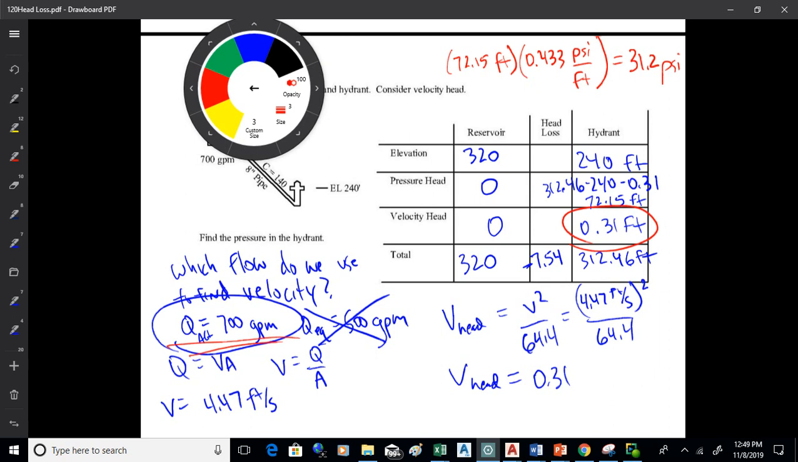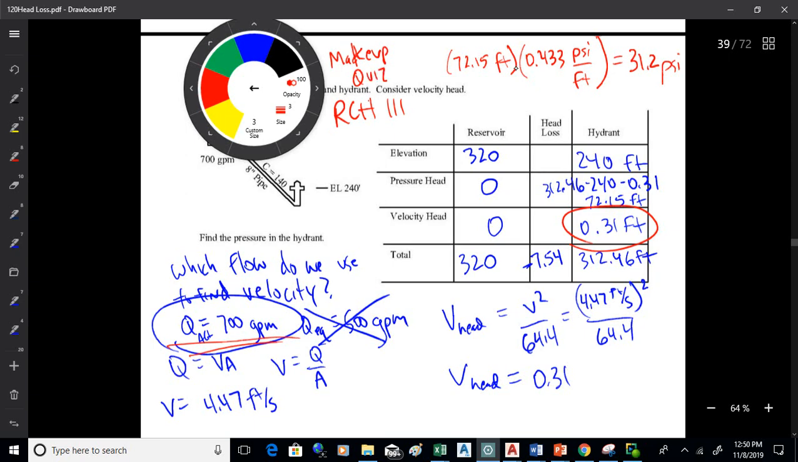I think we're about out of time here. Okay, now for whoever wants to be doing that makeup quiz, there's copies down there in the Red Cedar Hall 111 testing center. I'll leave that down there next week. And that'll get you up to a 70 on the test. So if you got below 70%, you can get up to 70 with that.